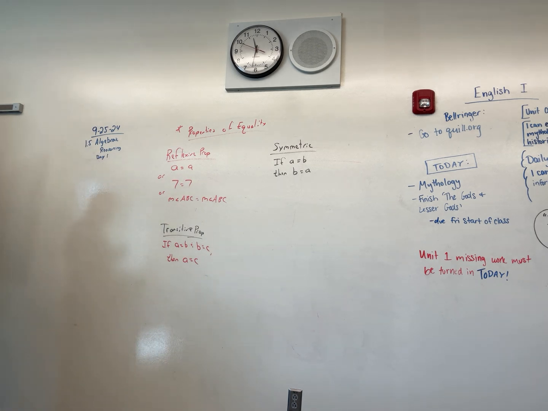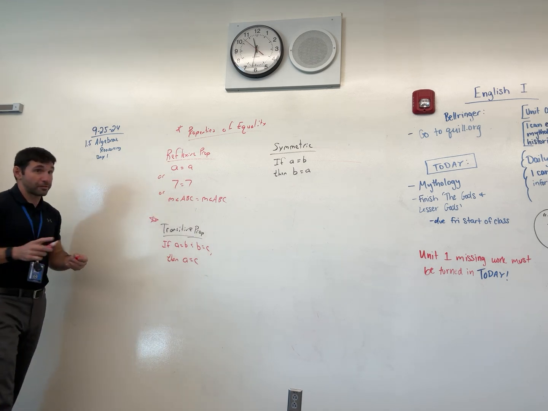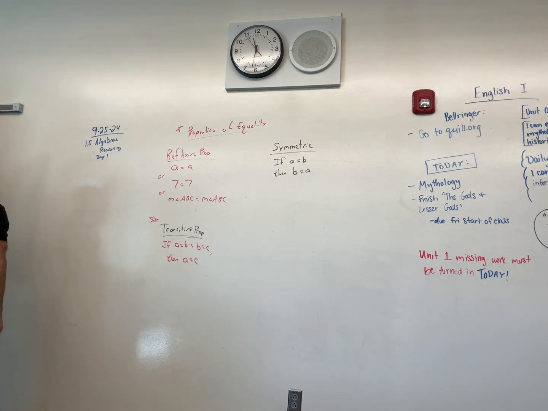And I promise in geometry, this one is going to be very, very important. Because I'm going to be able to say, well, this angle is congruent to this angle. If this angle is congruent to this angle, then this angle is also congruent to this one, which means these two are congruent. This is how we're going to start proving things.